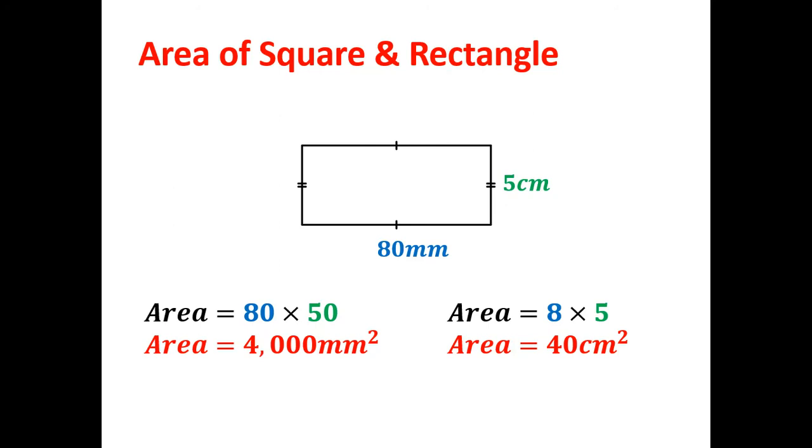You might have chosen to take the 80 millimeters and turn that into centimeters. 80 divided by 10 makes 8 centimeters, so the rectangle is 8 centimeters by 5 centimeters. And if I worked out the area, 8 times 5 gives 40 centimeters squared. Notice that 4,000 millimeters squared and 40 centimeters squared is the same area.